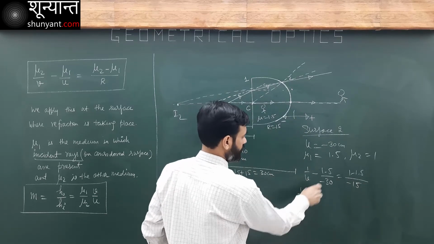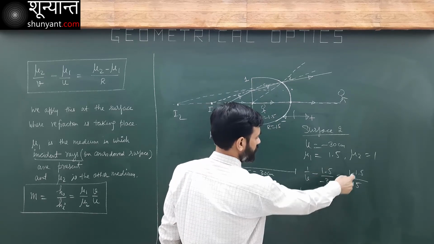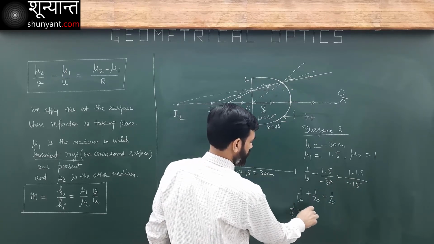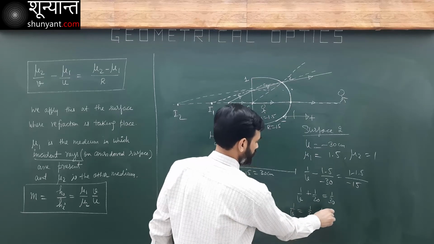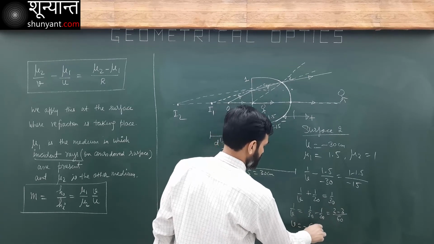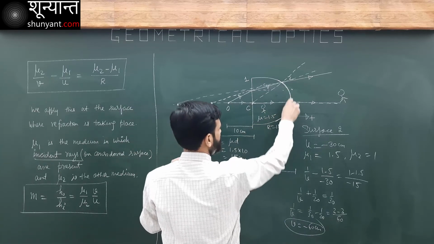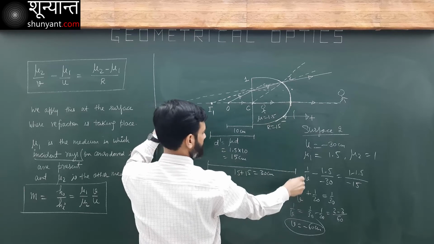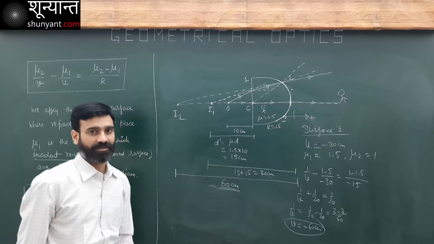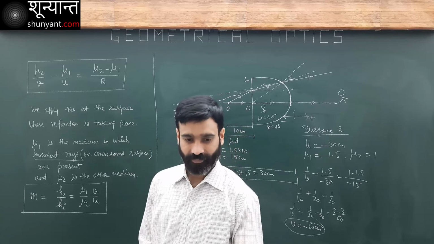So 1 over v, this becomes plus. This becomes 1 over 20, and 1 over 30. We have this answer: 1 over v is 1 over 30 minus 1 over 20. This is 60, 2 minus 3. V is minus 60 centimeter. That means from this surface, this image is going to be at 60 centimeter. This distance is going to be 60 centimeter. That is refraction from a spherical surface.